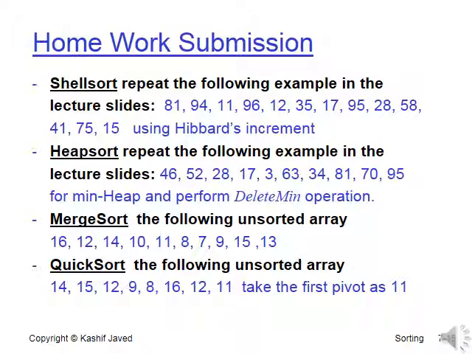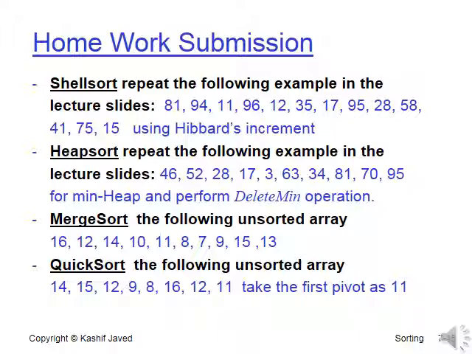The next homework assignment will be from heap sort, the example we did in the lecture slides for your array 46, 52 all the way to 95. We built a max heap, but I would like you to build me a min heap and perform the delete min operation. So that's your second question.